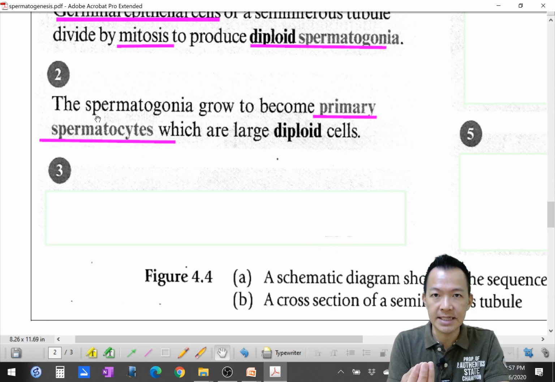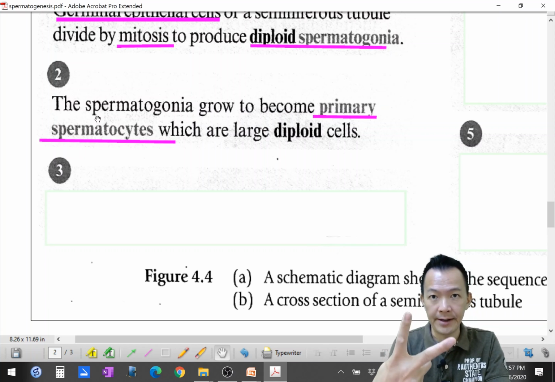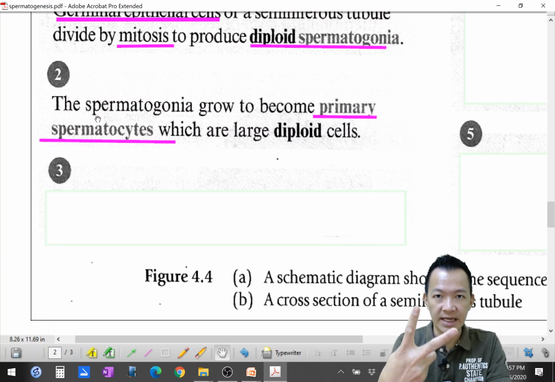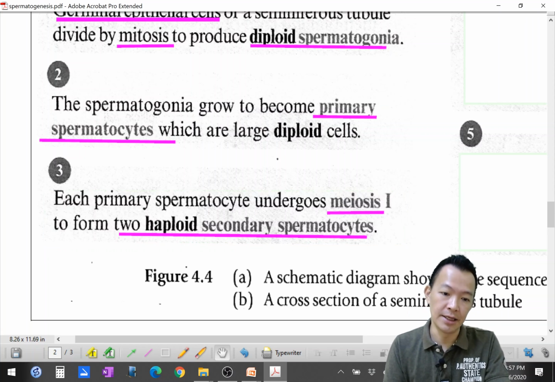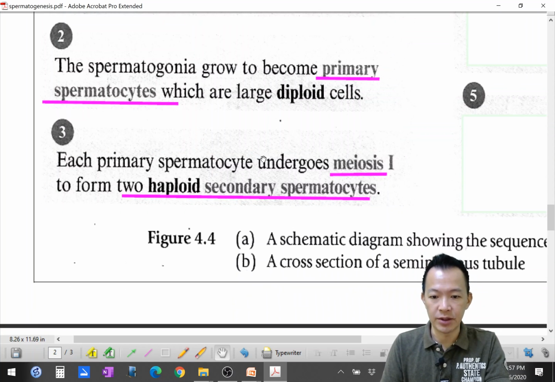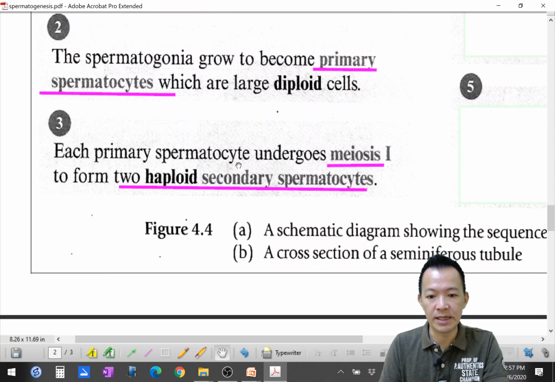It will start the process called meiosis 1. After meiosis 1, it becomes half-ploid, so it produces 2 secondary spermatocytes. Half-ploid must be secondary. So each primary spermatocyte undergoes meiosis 1 to form 2 half-ploid secondary spermatocytes.